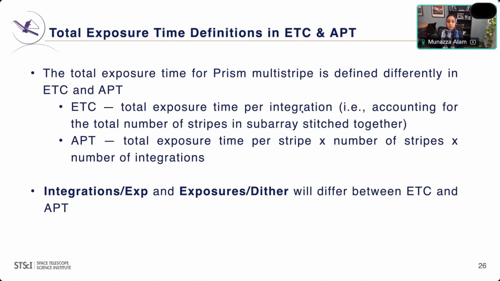In ETC, the total exposure time is defined per integration, accounting for the total number of stripes in a given subarray all stitched together. But in APT, the total exposure time is given per stripe. And then you'll need to multiply by the number of stripes as well as the number of integrations in order to get your total exposure times in APT and ETC to match. Neither is right or wrong. They're just two different ways of expressing the same thing. But what this means in practicality is that the number of integrations per exposure and the number of exposures per dither that you specify will differ between ETC and APT.